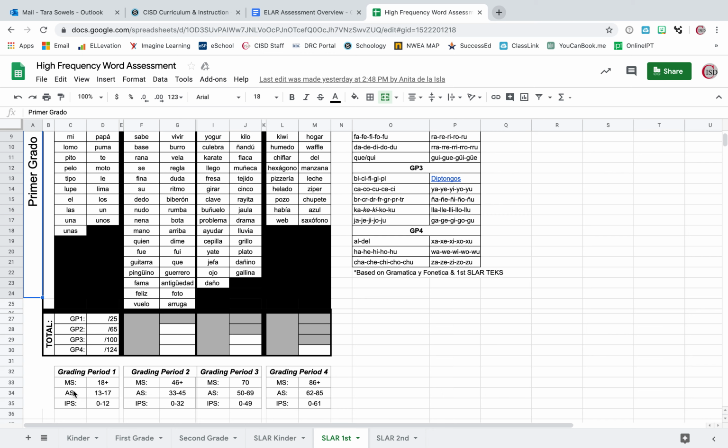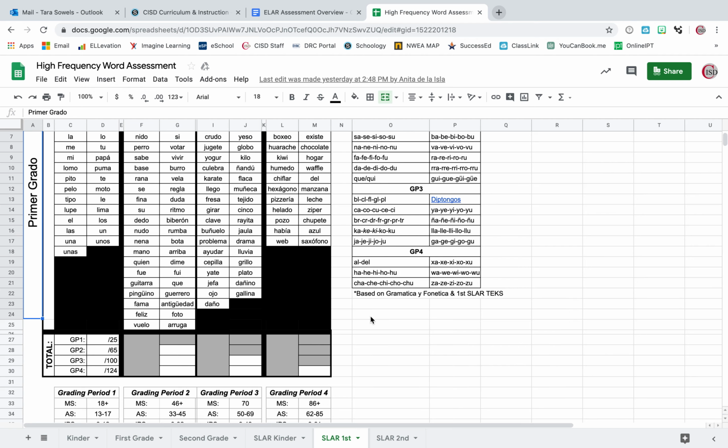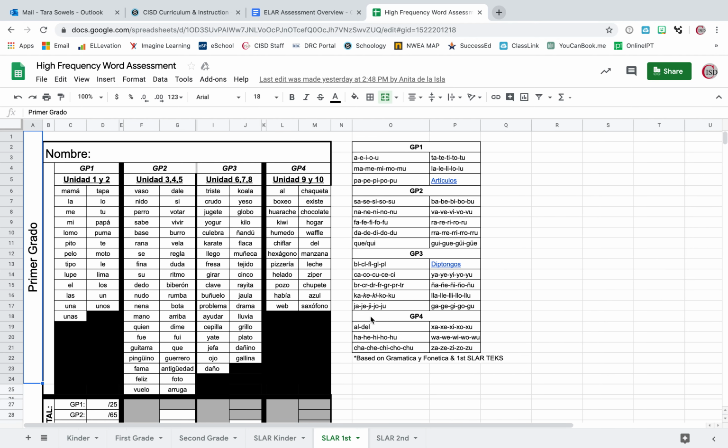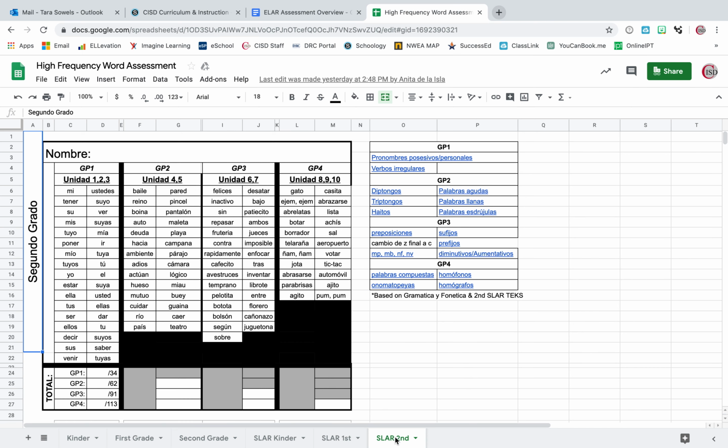You have met standard, approaching standard, and insufficient progress. So it also breaks down how you would give them a grade for these syllables. So it's all Spanish phonics based, and it goes along with the Gramática y Fonética and the TEKs for that grade level.